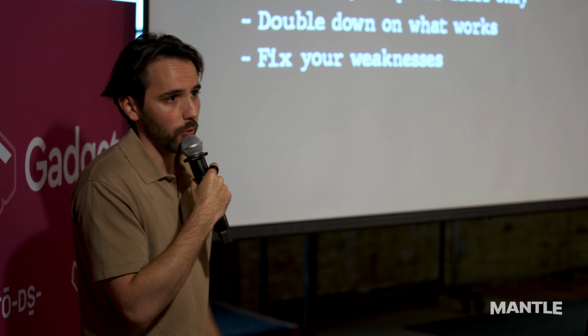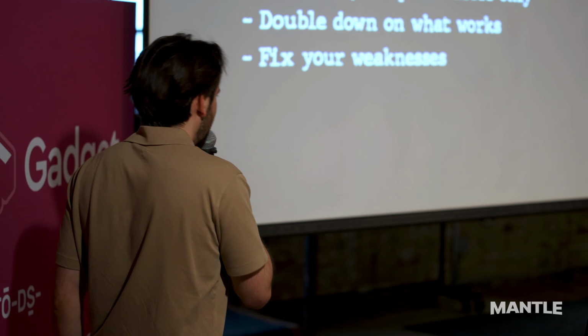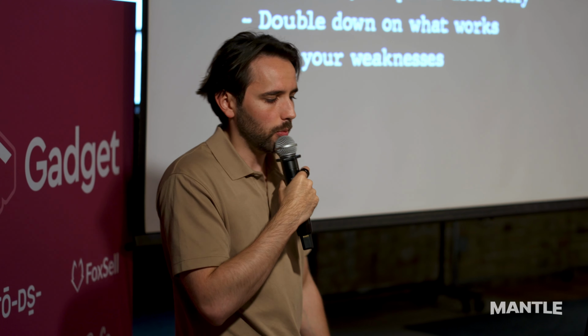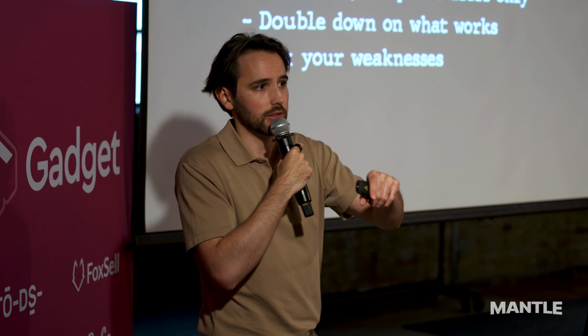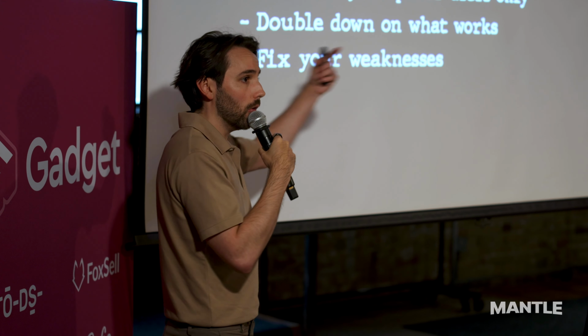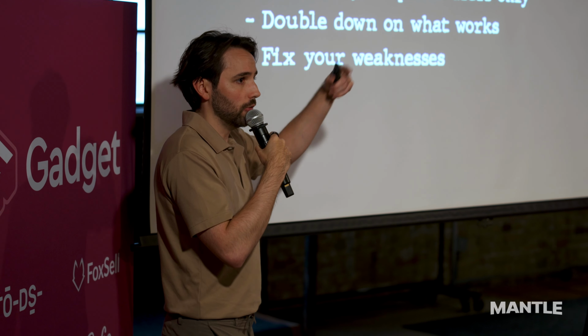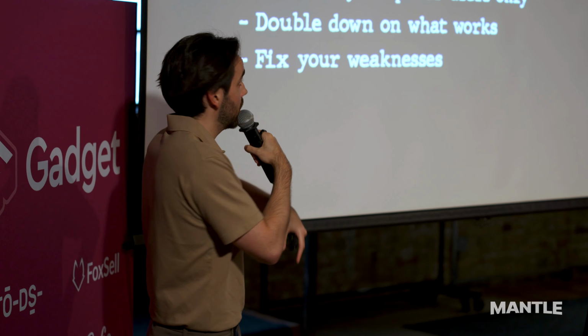And then you have to fix your weaknesses. For example, let's say that your churn is the problem. You've got a high churn, people are not staying. This is the problem. You find it, you fix it. So it's simple. You do more of what works, and you try to fix what doesn't work. And like that, you will grow to 50K.